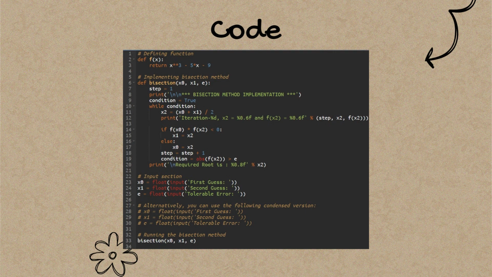In the main part of the code, the user is prompted to input their initial guesses and a tolerable error. The bisection method is then invoked with these user-defined parameters, and the algorithm's progression is displayed at each step, offering transparency into the root finding process.